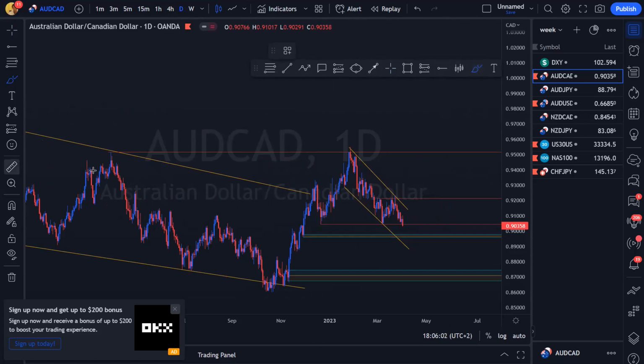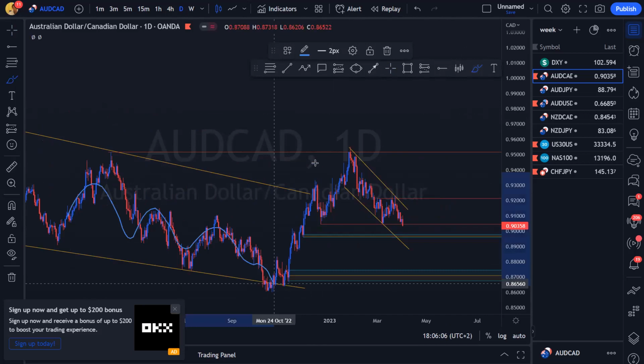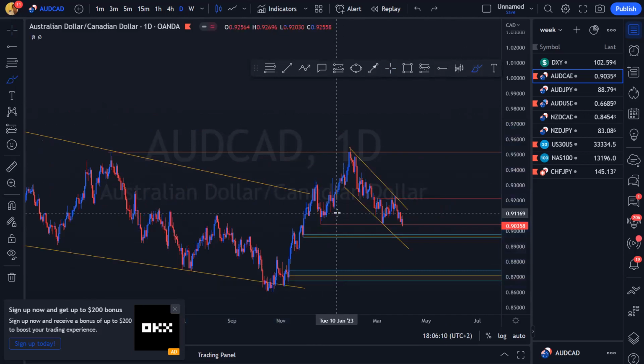So AUDCAD, basically, in the higher time frame, we've got this large overall descending structure, and then obviously we've broken the descending structure to the upside, which means that we want to trade in direction of this momentum that we've got going there. Nonetheless, all we've been looking for after we've broken this structure is some sort of a corrective structure, to trade in the direction of this momentum.